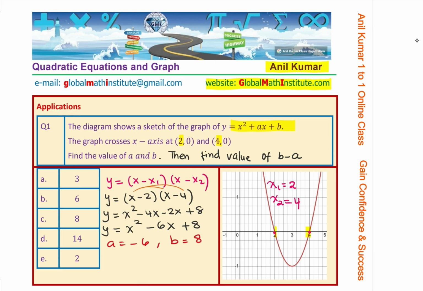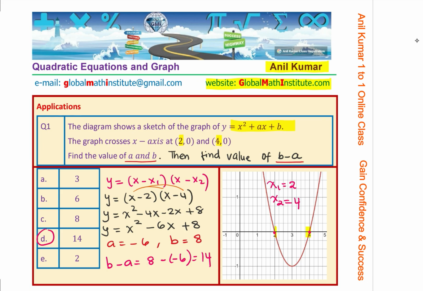Now we have already found what a and b are, perfect. Now we need to figure out what is b minus a. So what is b minus a? Let's write down. So b minus a is equal to 8 minus of minus 6, which is 14. And therefore, the answer is D, which is 14.